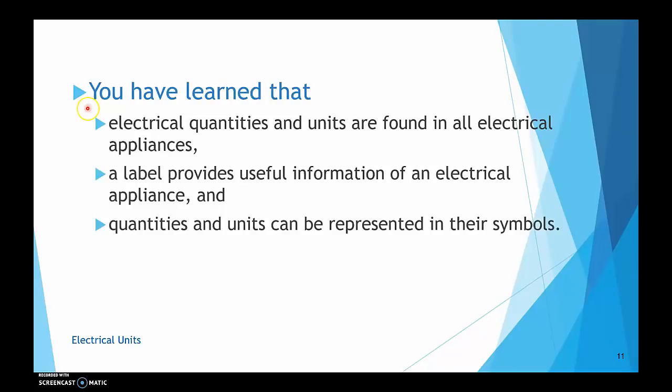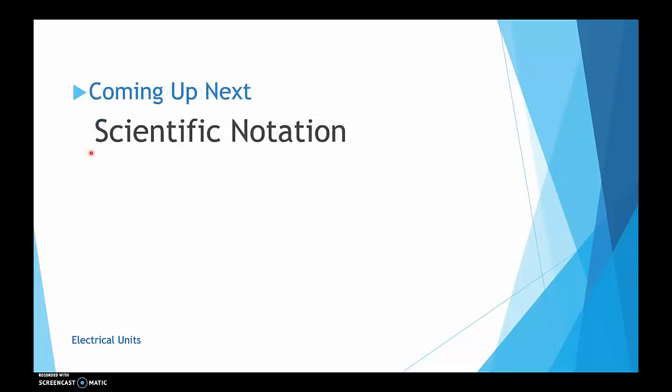Let's recapitulate what you have learned. Electrical quantities and units are found in all electrical appliances. A label provides useful information of an electrical appliance. Quantities and units can be represented in their symbols. After you have completed the quiz of Part A, we will discuss Part B, Scientific Notation.